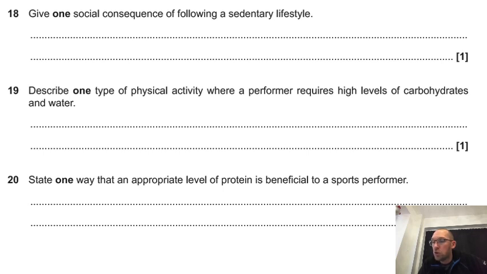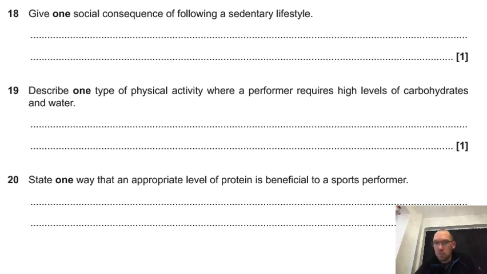Candidates should be reminded that a description normally involves more than one word. You have to actually describe your answer. If you just wrote marathon, you can see the first word in the question is describe. If you just wrote marathon runner, you did not get a mark. So it could be an example, athletes running a marathon, or a boxer training competition, or a midfielder playing in football. Example of physical activity involving moderate or long-term exercise.